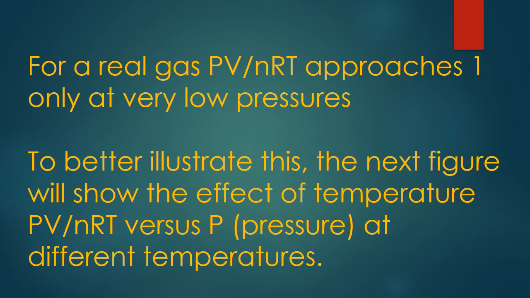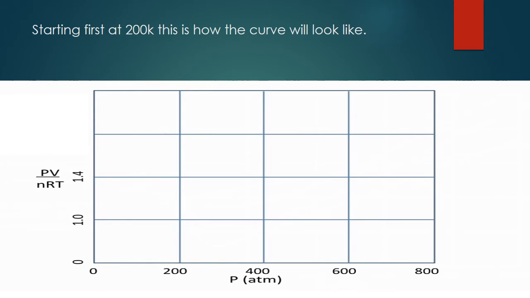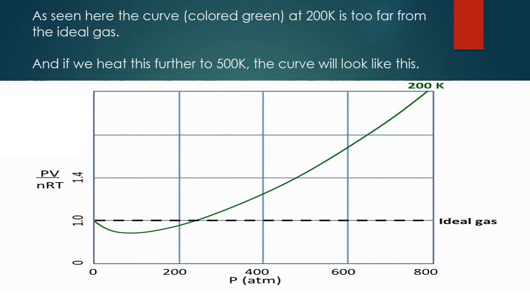To better illustrate this, the next figure will show the effect of temperature: PV over nRT versus pressure P at different temperatures. Here we have an example of a plot to help us understand the characteristics of a real gas at different temperatures, and the gas used here is nitrogen. Starting first at 200 Kelvin, this is how the curve looks. As seen here, the curve colored green at 200 Kelvin is far from the ideal gas, and if we heat this further to 500 Kelvin, the curve will look like this.